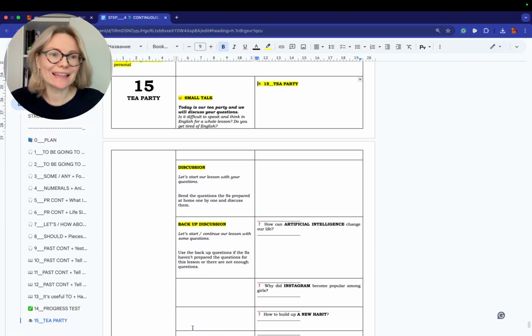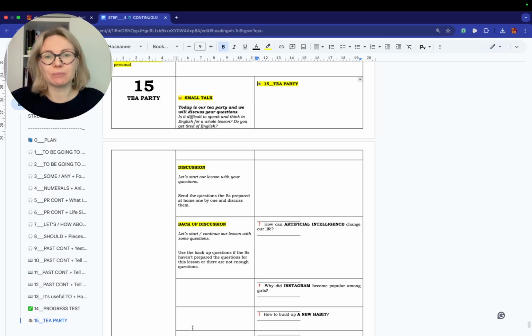Step 4, lesson 15, tea party. You all know that I love this lesson because it's the moment of experiments, of surprises, of very personal lessons of students. So first we start our lesson with small talk.